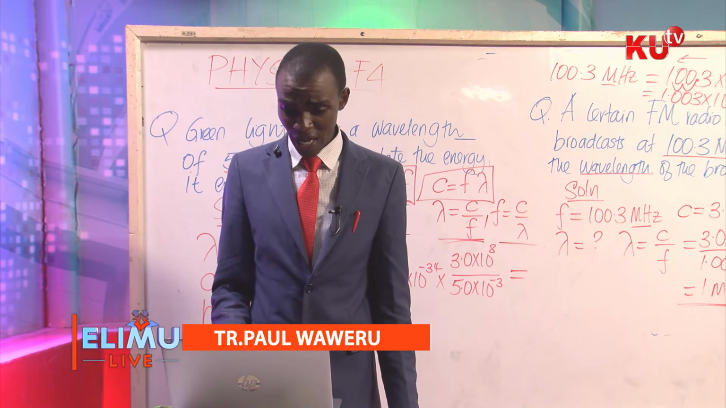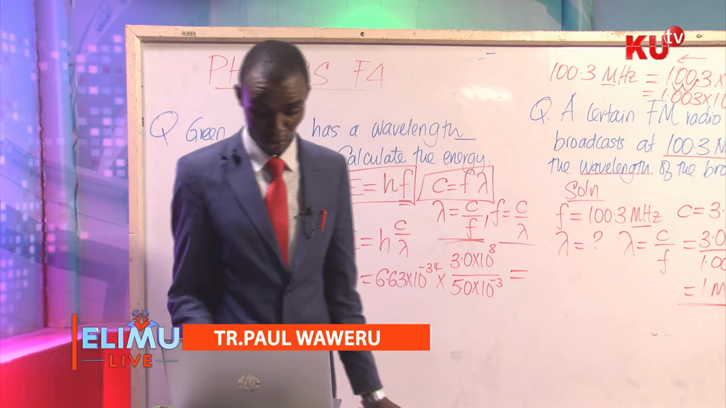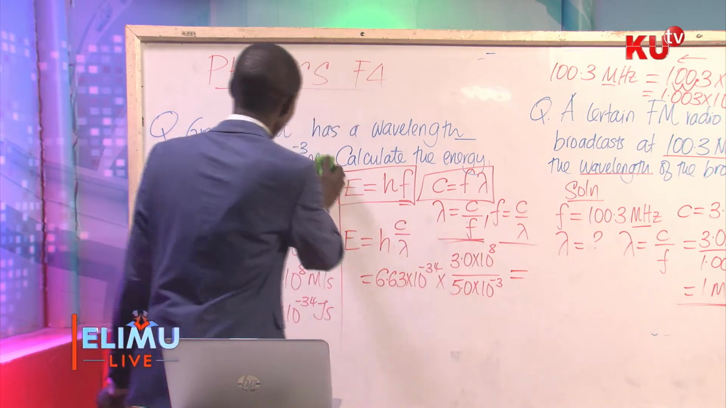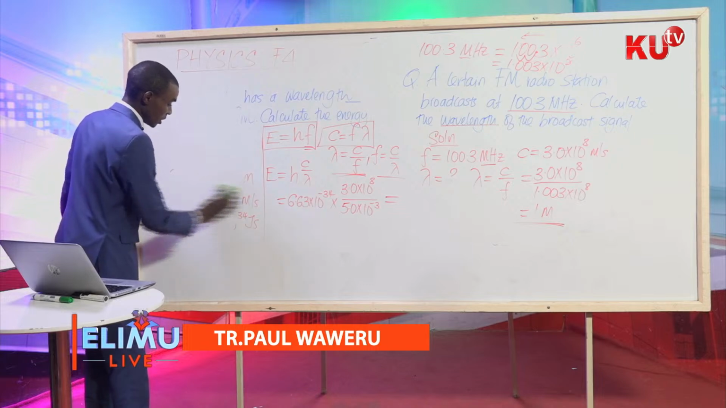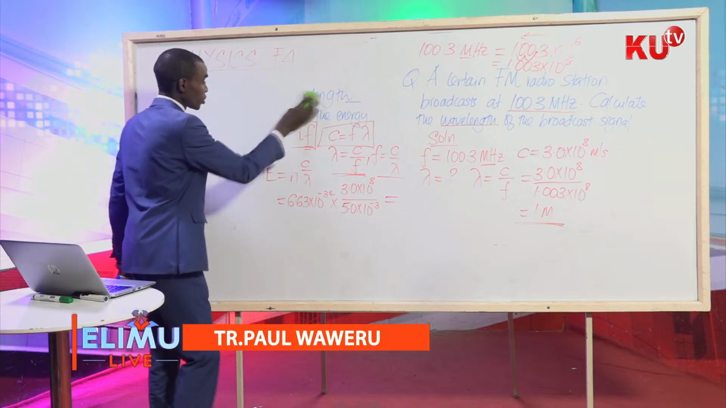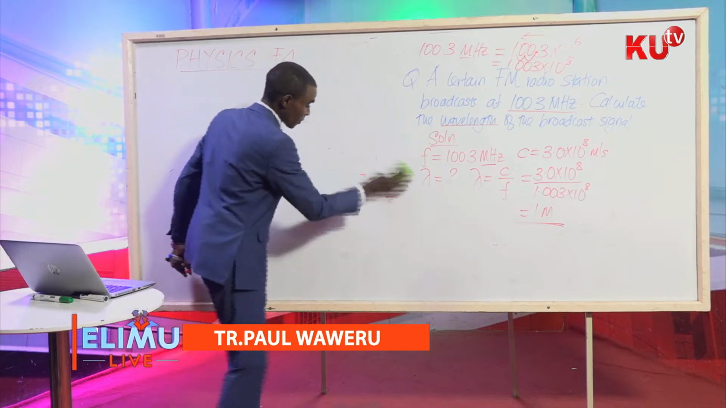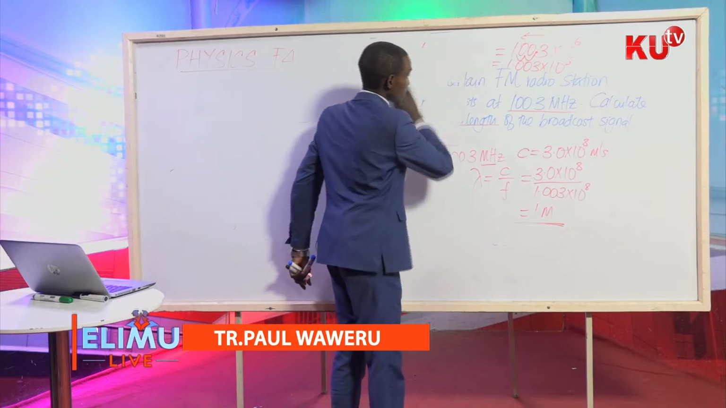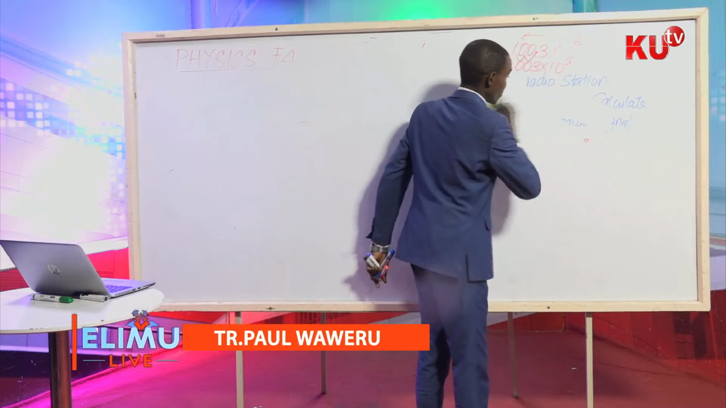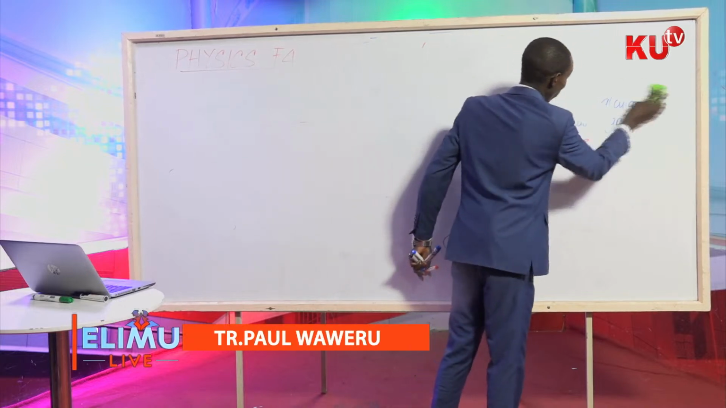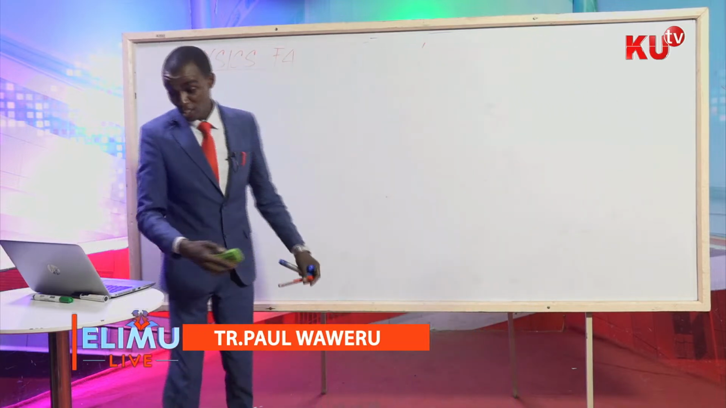Now, we want to delve right into production and detection of electromagnetic waves. So, how are these produced and how are they detected? So, we want to see production and detection of electromagnetic waves. And this now will form the basis of all the modern day technologies that we have been enjoying.